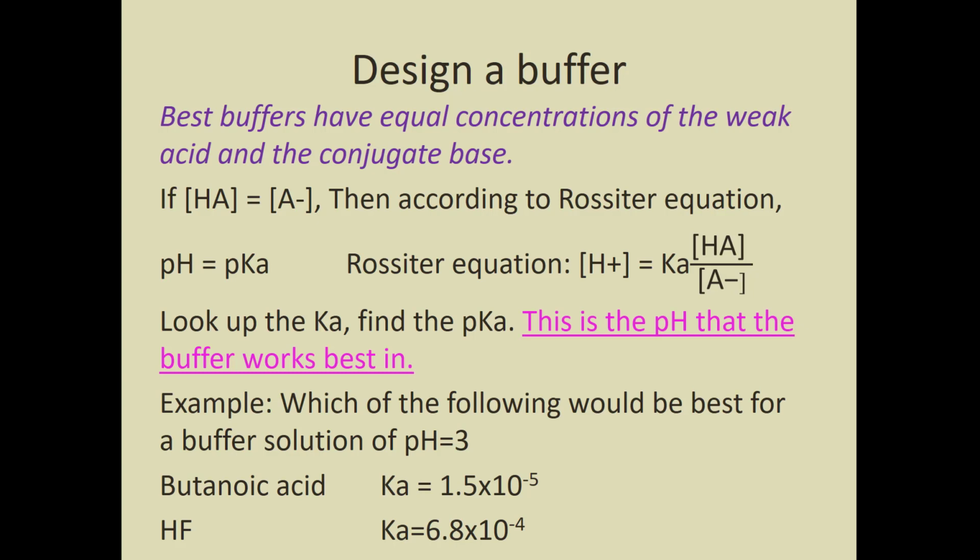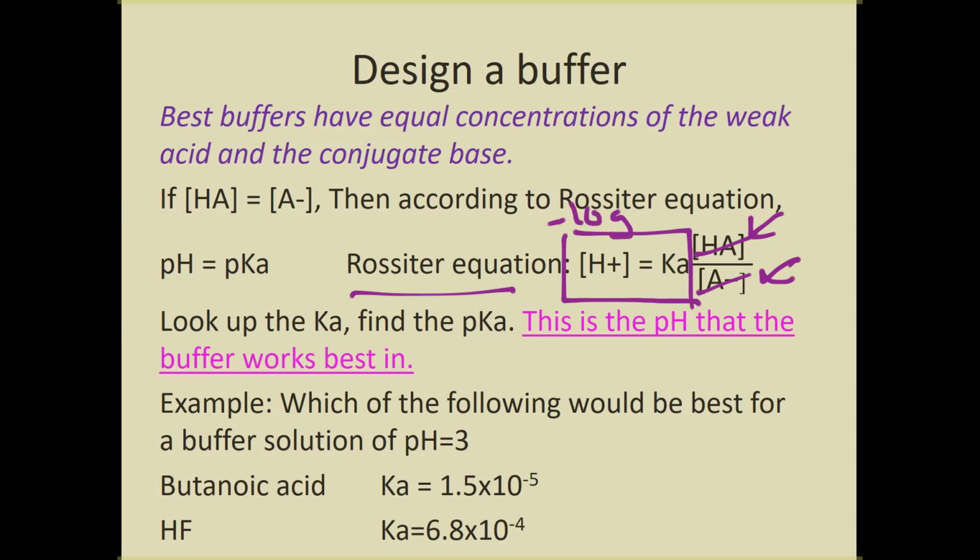So the best buffers have equal concentrations, and when they have equal concentrations, according to the Rossiter equation, if these two are equal, you can cancel them out, and you end up with the hydrogen ion concentration being equal to the Ka. Or if you were to take the negative log of both sides, you would get the pH equals the pKa. So how you would design your buffers, you would look up the Ka, and sometimes they would even give you the pKa. And if they gave you the pKa, then this is the pH that the buffer works best in.